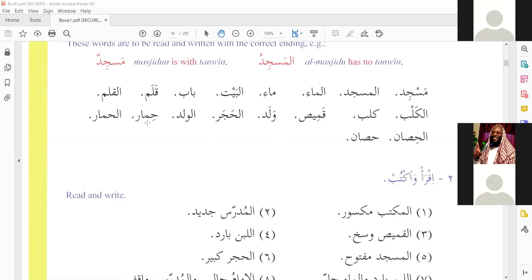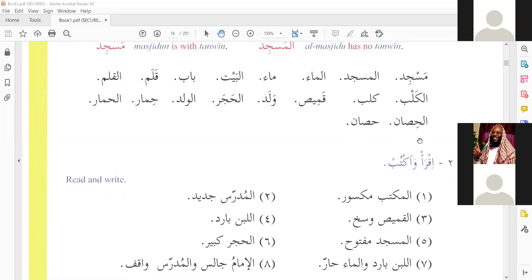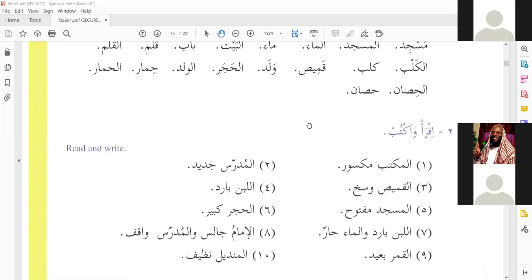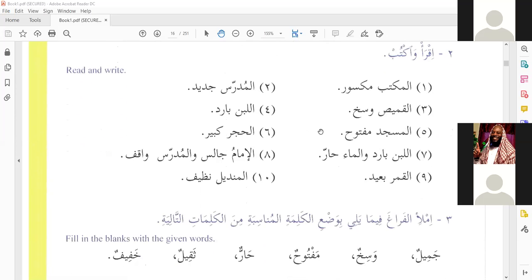Good. So you heard how the first one, which is nakira, had the tanween. Himarun. And you heard how the second one, she took the tanween away when she added alif lam because it is ma'rifa. Al-himaru. And finally, I'll just do the last one. It's the same principle. Al-hisanu. Hisanun. This one is ma'rifa. It's ma'rifa because of the alif lam. This one is nakira. Nakira because it has tanween. Excellent work. Let's do some more.